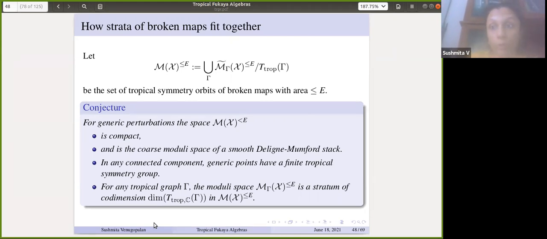Basically, if you look at a sequence of maps and you look at the compactification, then in the limit, the tropical graph will acquire more symmetry. And then when you mod out, it becomes a smaller stratum.